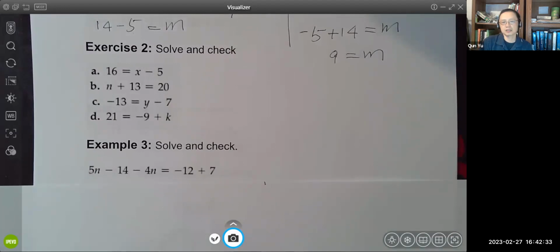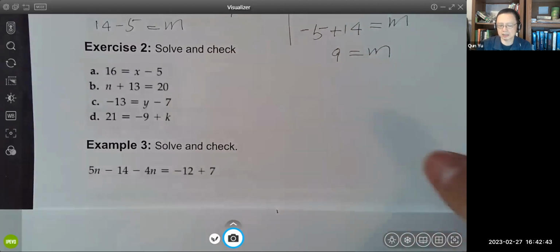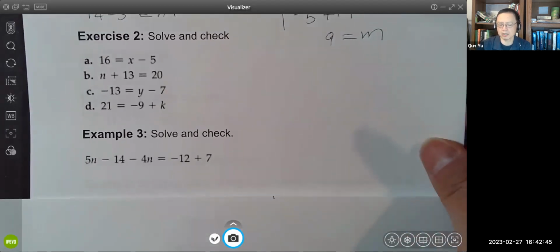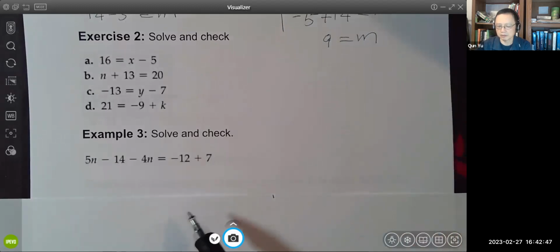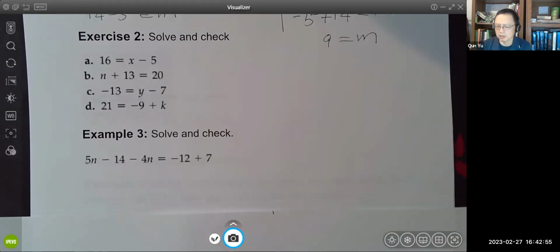All right, now example 3, we are going to solve this equation and check the answer. For the previous 2 examples, we didn't check the answer because the calculation is just one step. The calculation is straightforward, but we are going to do a check on this one, just to demonstrate how to check your answer when you have a solution to an equation.